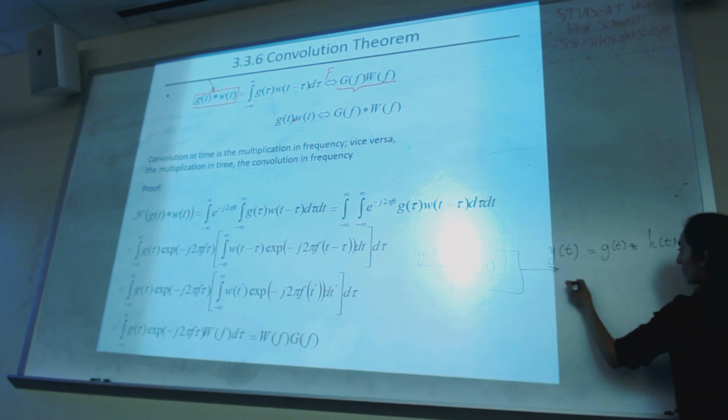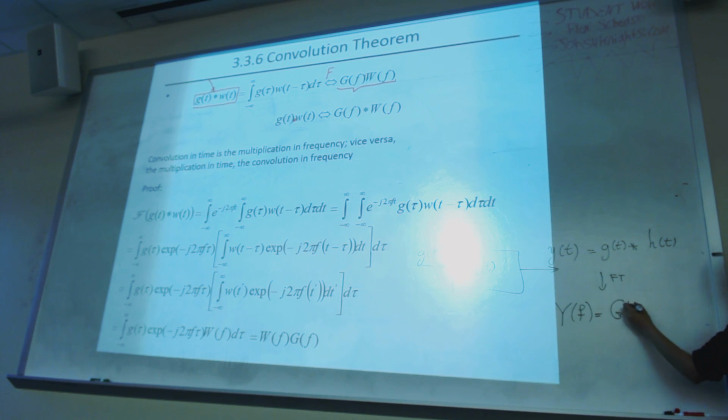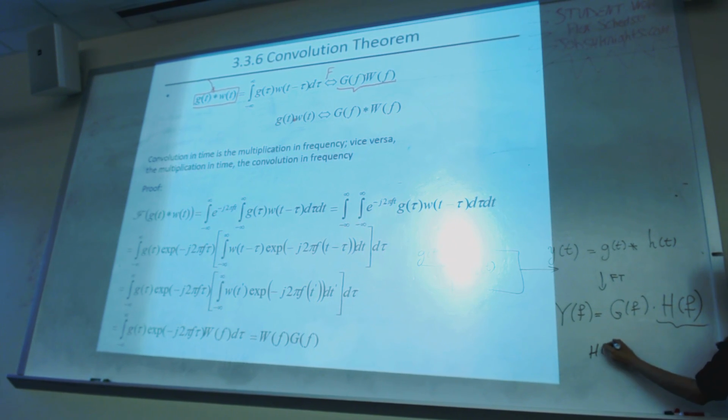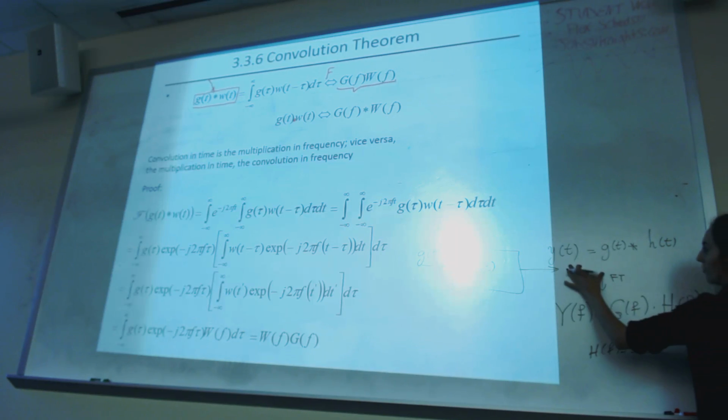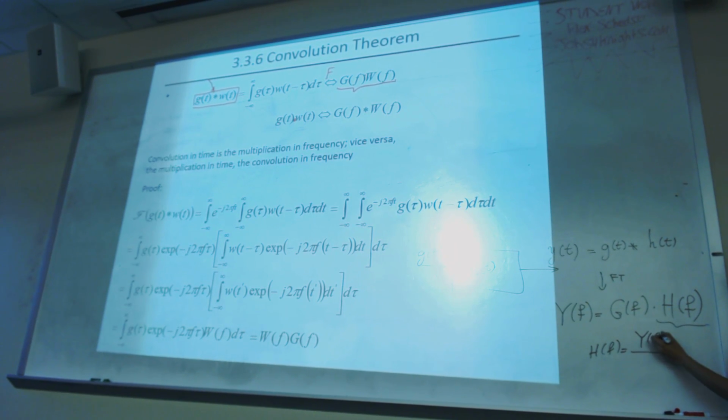But if you take a Fourier transform, in the Fourier domain, capital Y of f is equal to capital G of f multiplied by capital H of f. And this is what we call the transfer function. Probably you have seen before, H of f therefore is Y of f divided by X of f, output divided by input. Maybe we have seen this before. But this is coming from this nice property of the Fourier transform that converts this complex operation to simple multiplication.